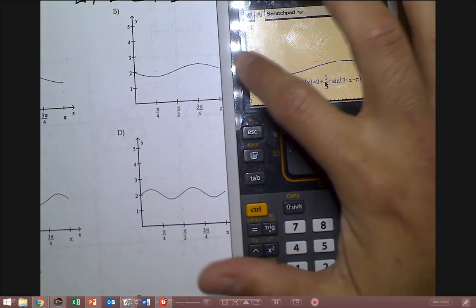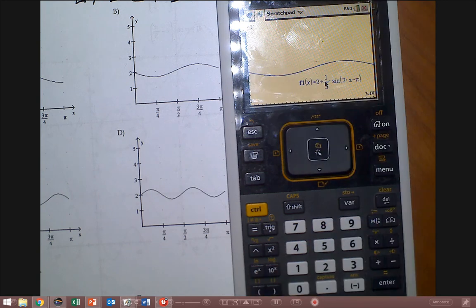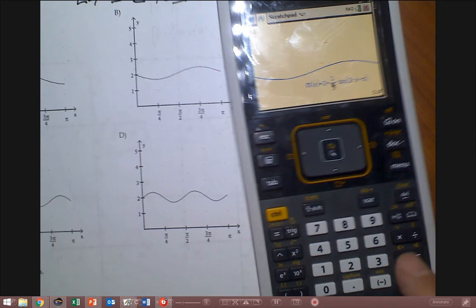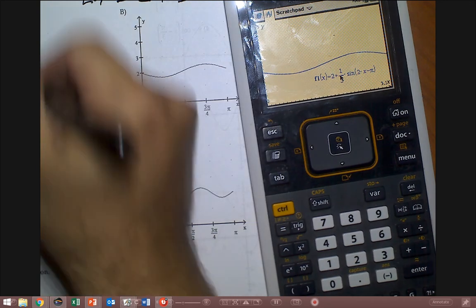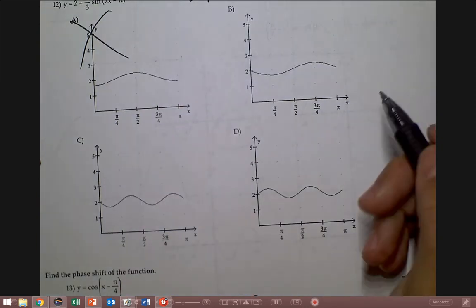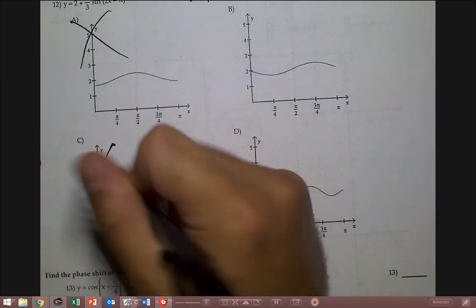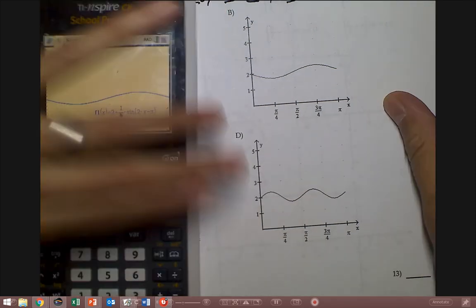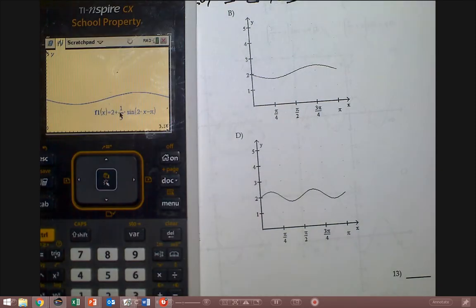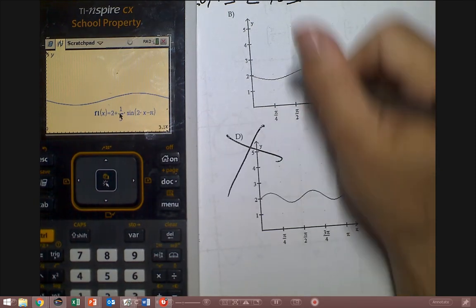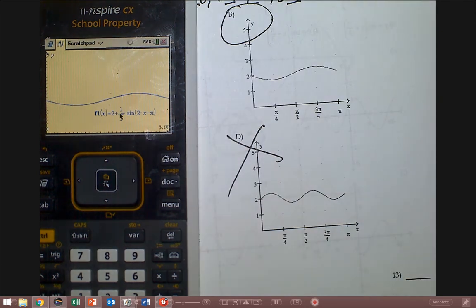Okay, so this one starts a little bit up and goes down first. So let's see. It doesn't look like it, so let's get rid of A. I can get rid of C. So it's either these two right here. Which one's that going to be? Answer's going to be B.